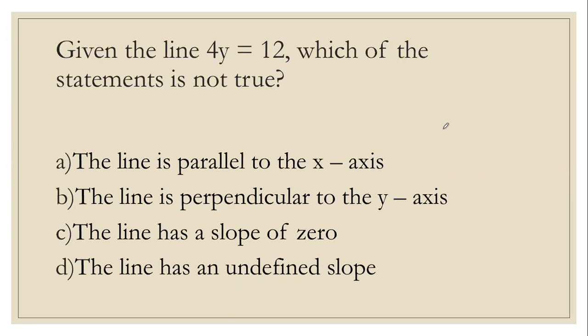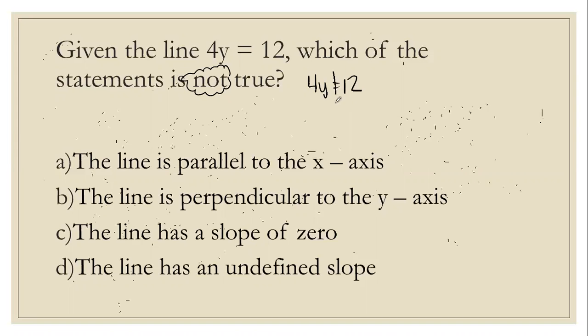Given the line 4y equals 12, which of the statements is not true? Automatically what rings alarm to me is it says 4y equals 12. I don't want 4y equals 12. I want to know what y equals. So I need to get rid of this 4 first. What would I do? Divide by 4. Perfect. Thank you. So that will give me y equals 3.